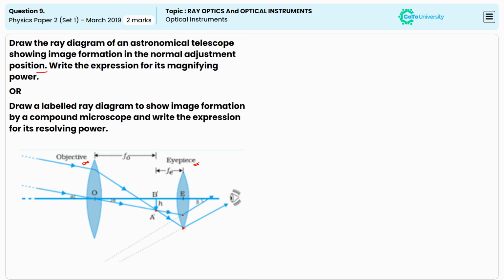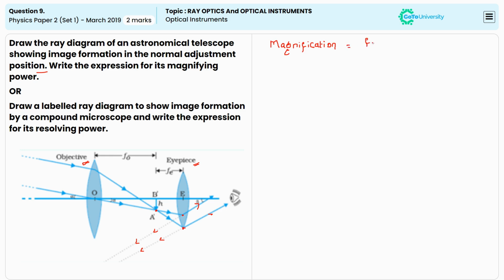And when this is refracted by the eyepiece at this point, it will move in this particular direction, and we can see it here. This is the image at infinity. This is where the final image is formed, at infinity.